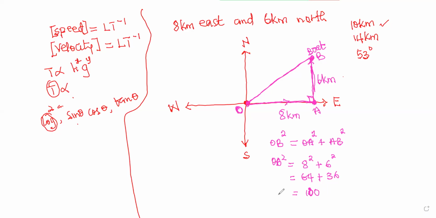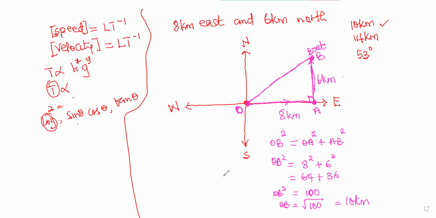When we sum it up, we have 100. So OB squared is this. Therefore, OB will be equal to the square root of 100, which is 10 kilometers. So the straight line distance from the starting point will be equal to 10 kilometers. Those of you who said 10, you can start smiling.